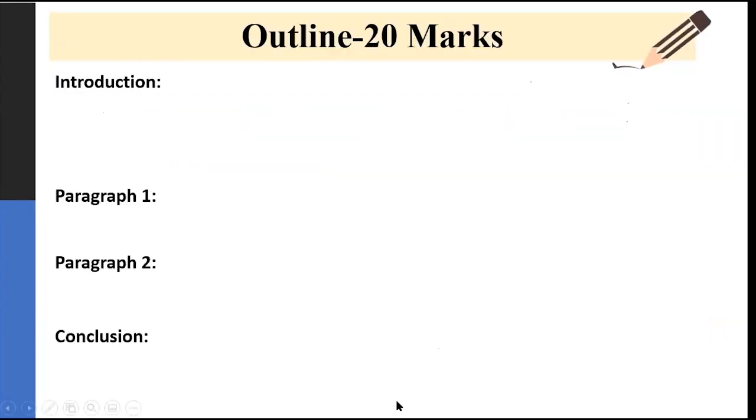Your outline in the exam will look like this, and it's worth 20 marks. When you come to the introduction, you should write 2 important things. You must write them. The first one is the hook. A hook is a quote, or you can write a question. So this is the first thing I should write in the introduction.